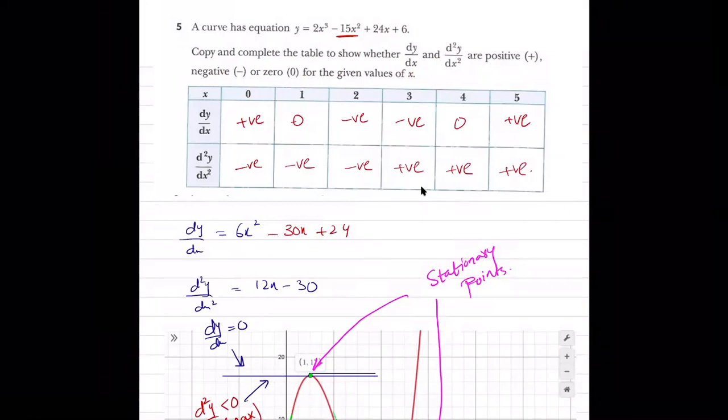So first of all, I have to differentiate this function. If I differentiate, dy by dx for this comes out to be 6x squared minus 30x plus 24. And the second derivative comes out to be 12x minus 30. Are you guys following with me over here? Any questions till here?